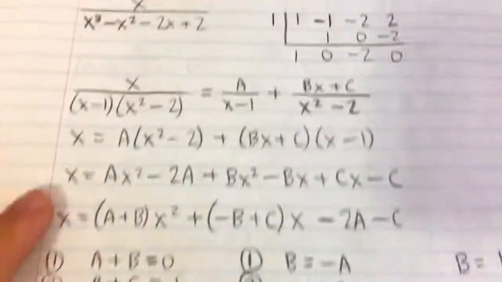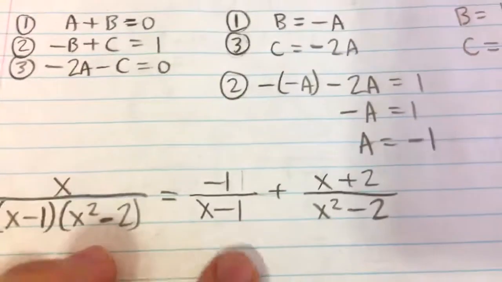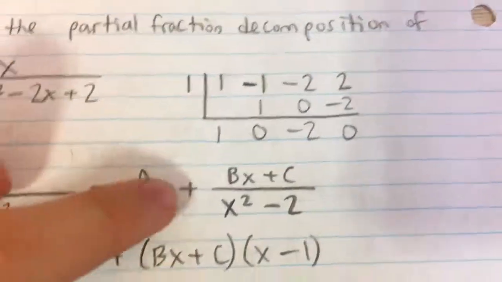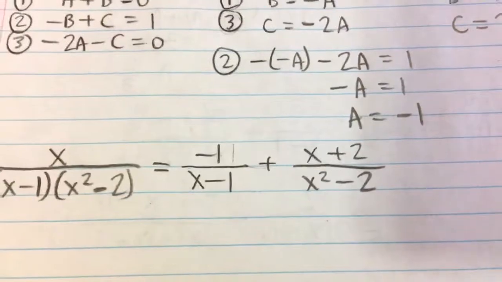We can plug them back into our original. A is negative 1, so we have negative 1 over x minus 1. B is 1 and c is 2, so we have x plus 2 over x squared minus 2. And so this is our final answer.